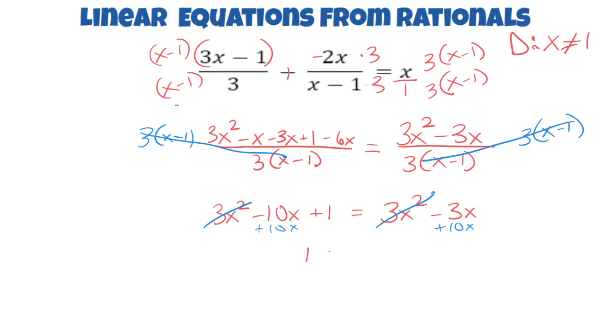So then I'm left with a 1 equals 7x, divide by 7. X is going to be equal to 1/7, which does not disagree with my domain up here. So I'm happy. I box it in. I'm done.